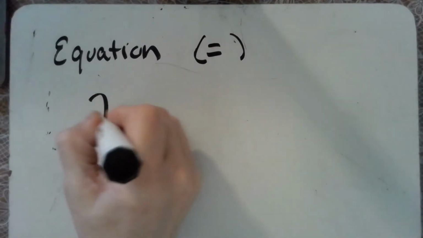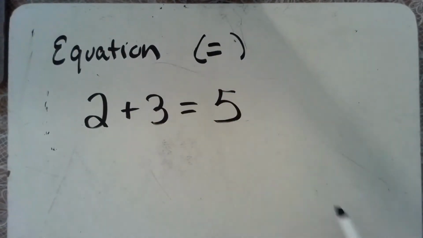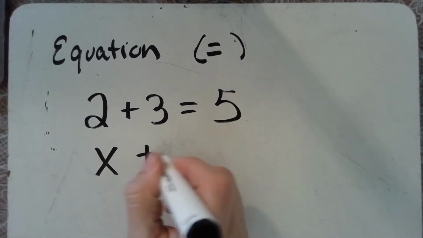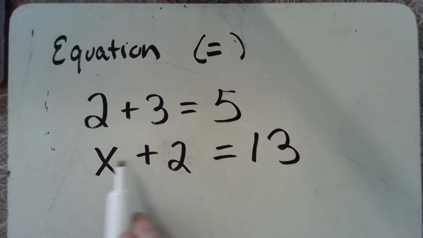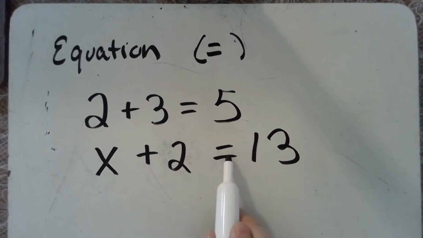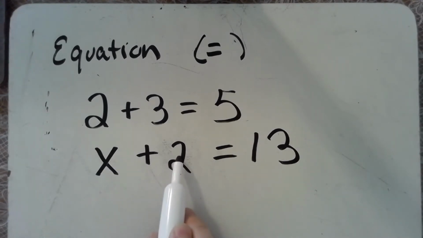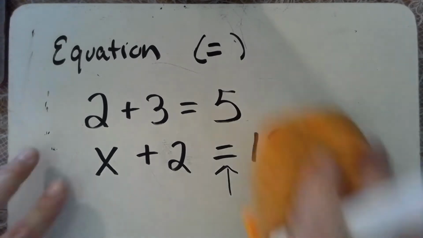An example would be 2 plus 3 equals 5. That's an equation because there's an equal sign. You could also say some number x plus 2 equals 13. That's an equation because there's an equal sign. We have a number, we're adding 2 to it, but we know that it equals 13. That equal sign makes this an equation. So just remember, an equation has an equal sign.